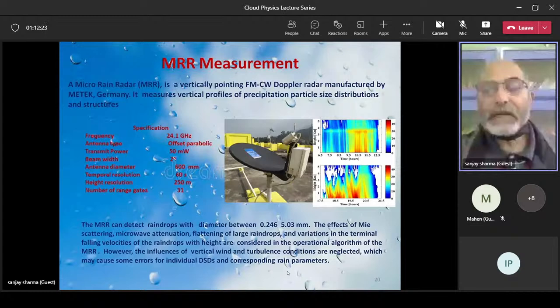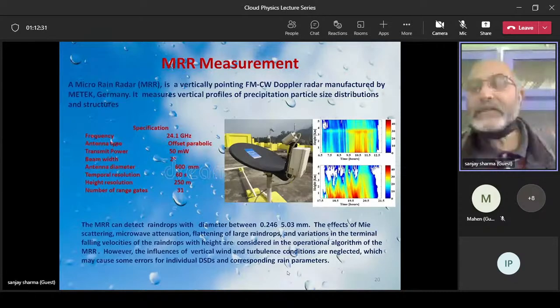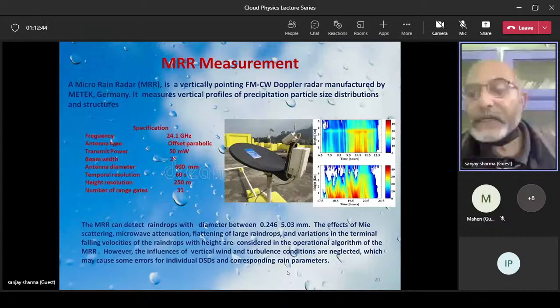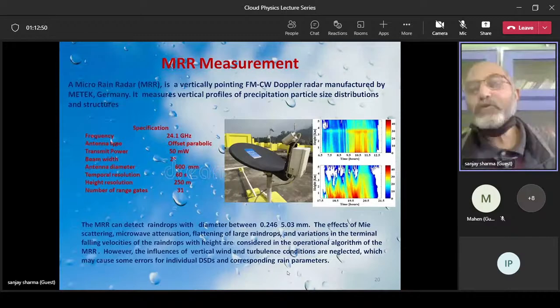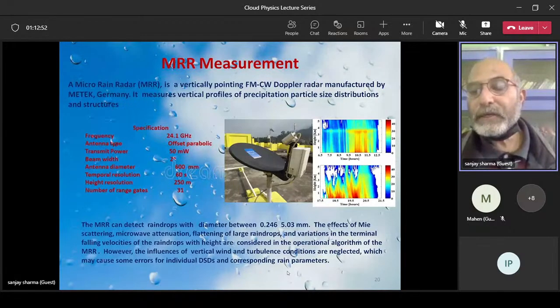Here we can have different types of structure. The first figure is a reflectivity profile, and it gives an idea about the bright band structure, where we get a melting layer at around 3.5 kilometers, and the lower one is a no-bright-band rain. Here we are getting echoes up to 4 kilometers. If it is a high rain rate, the echoes from high altitude will be attenuated.